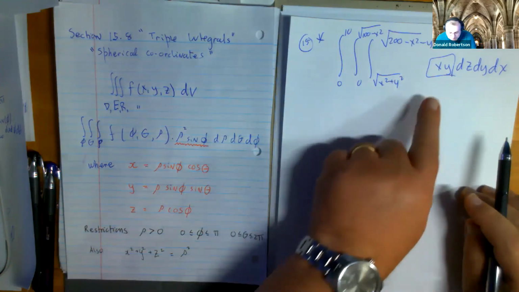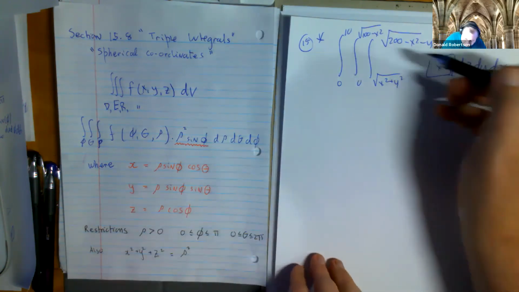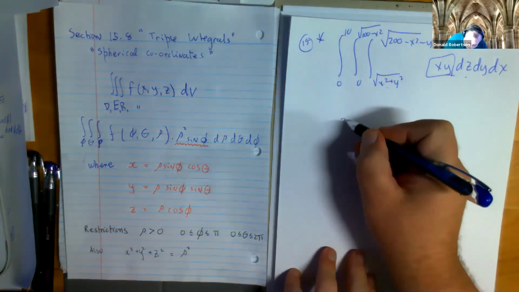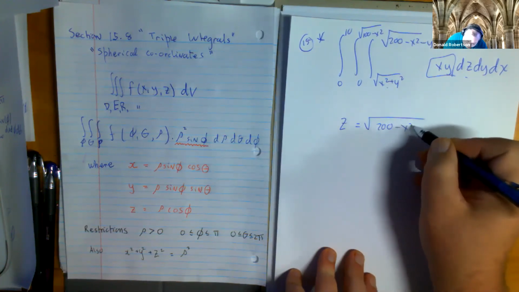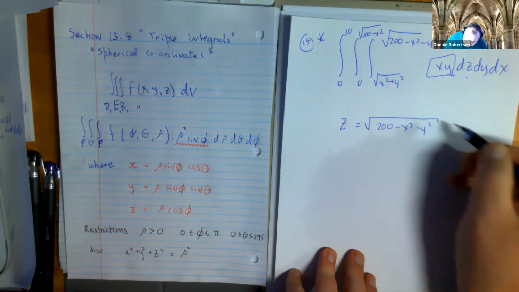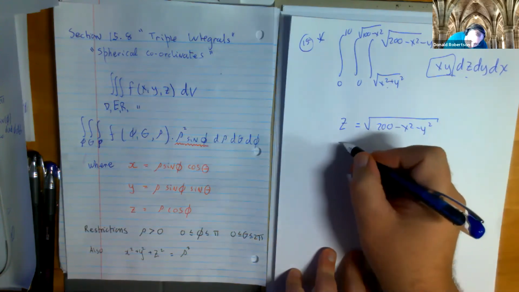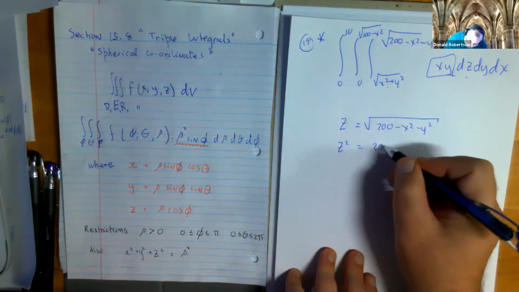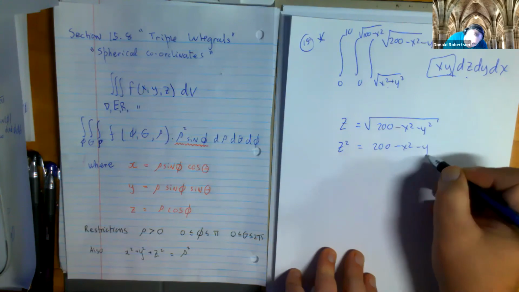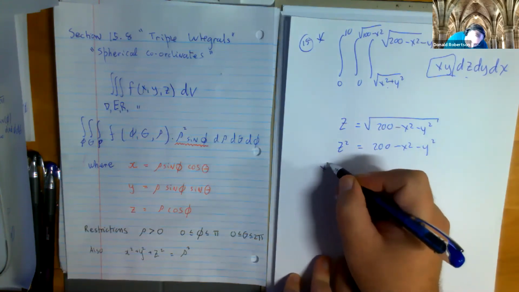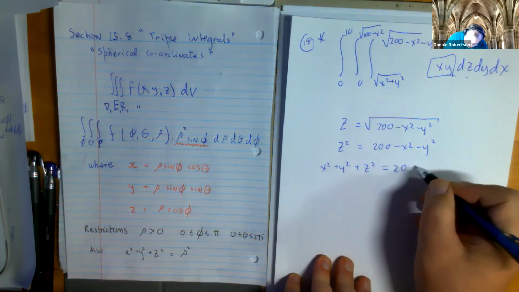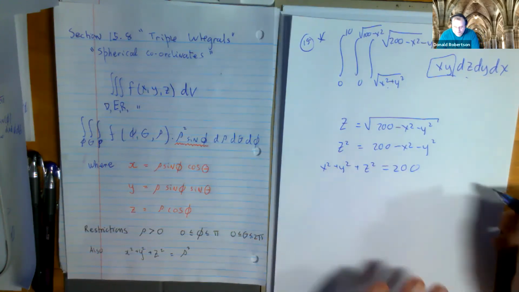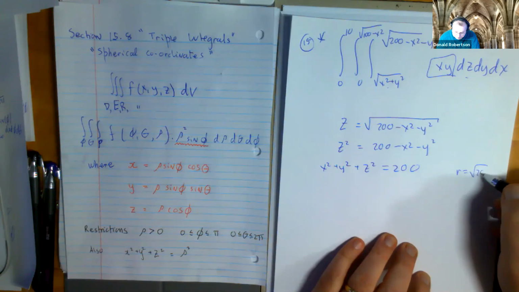Agreed? Right, so let's see what this is. It says this is z. The top limit looks like that guy. If you square both sides, then the top limit is that guy. And if you rearrange it, isn't the top guy a sphere? Radius is square root of 200.